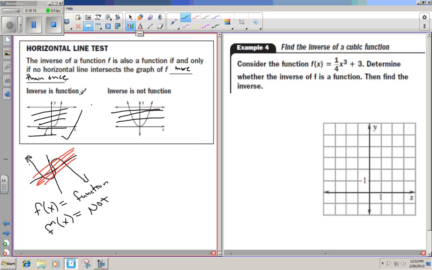So, example 4, find the inverse of a cubic function. Consider the function here. Determine whether the inverse of f is a function. Then find the inverse. So for example 4, what you're doing is you're going to graph this. And feel free to graph it in your calculator. If you don't want to graph it in your calculator, you need to use a table of values.